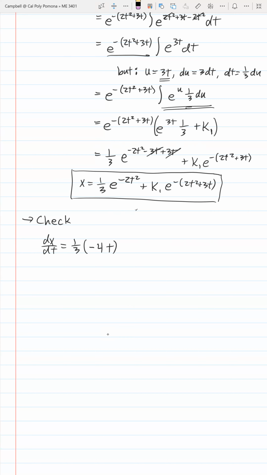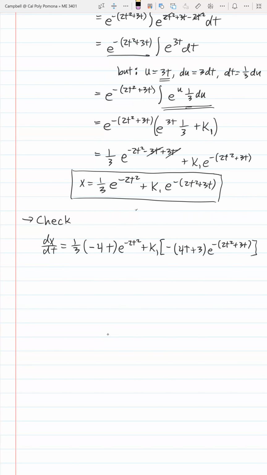And then we have e to the negative 2t squared plus, then we have our k1, and then we do the same thing over here with this exponential function. So we take the derivative of this argument and bring that back out in front, and so then we get a negative 4t plus 3 times e to the very same argument again, 2t squared plus 3t. And then we close that on down.